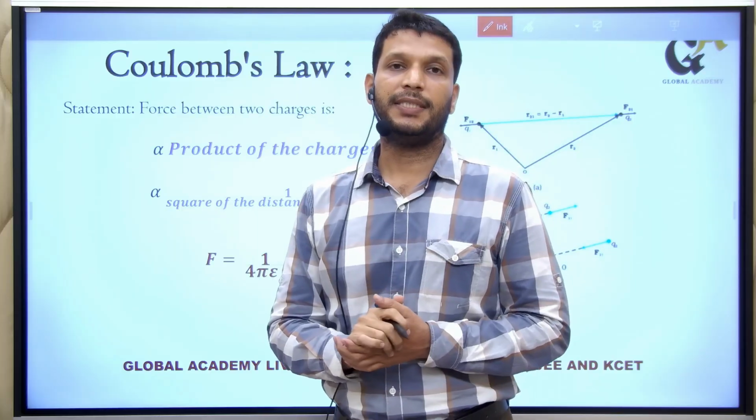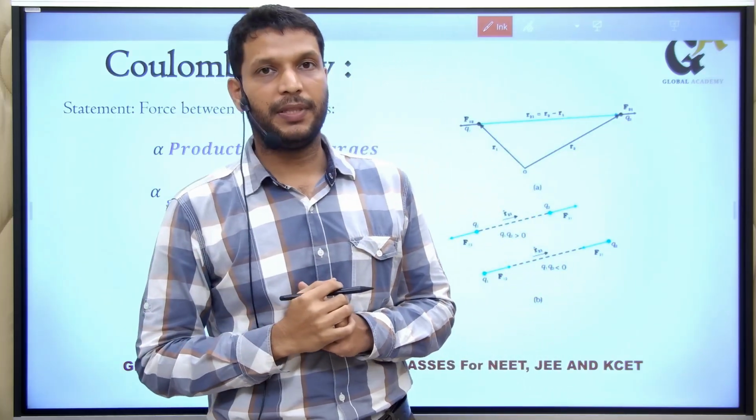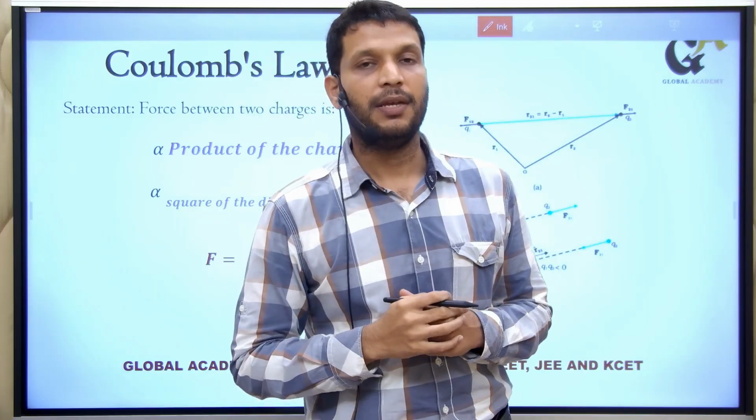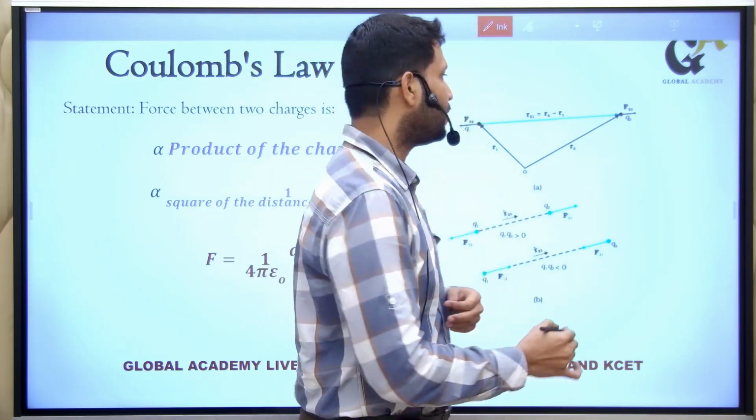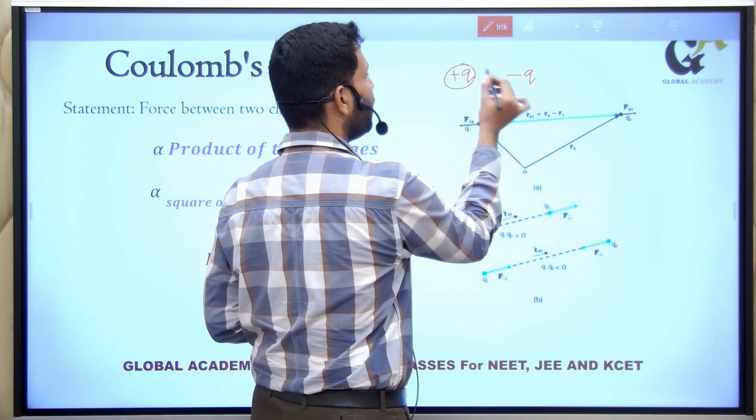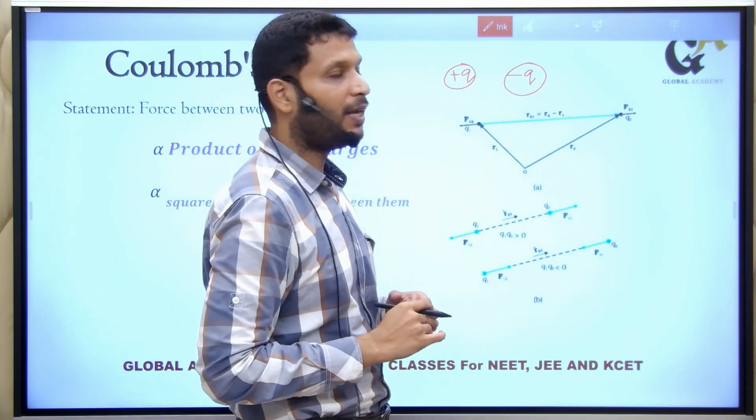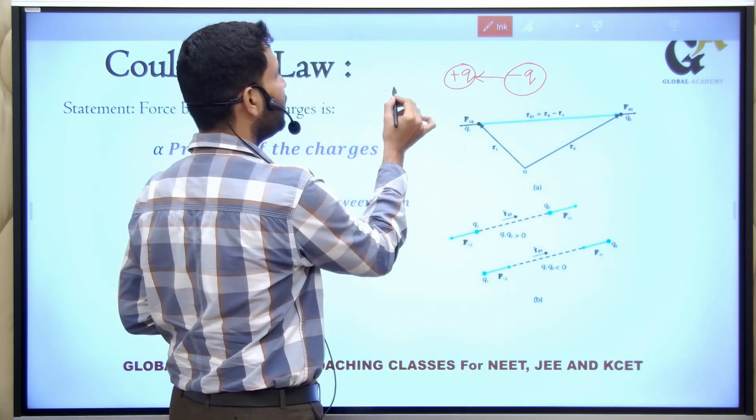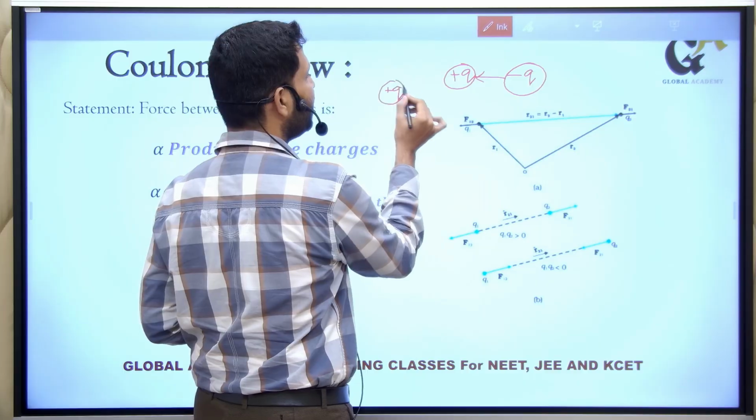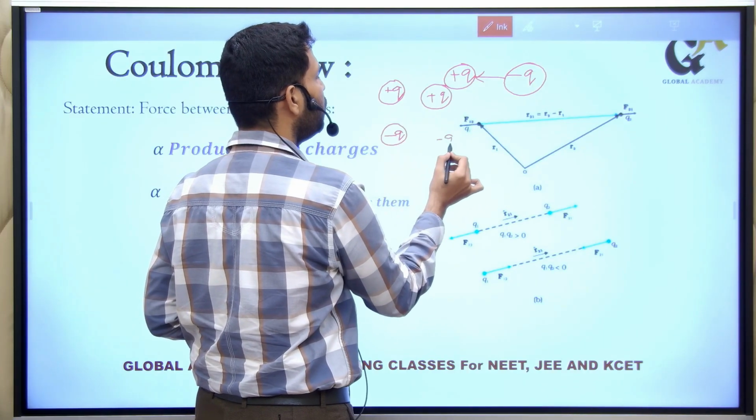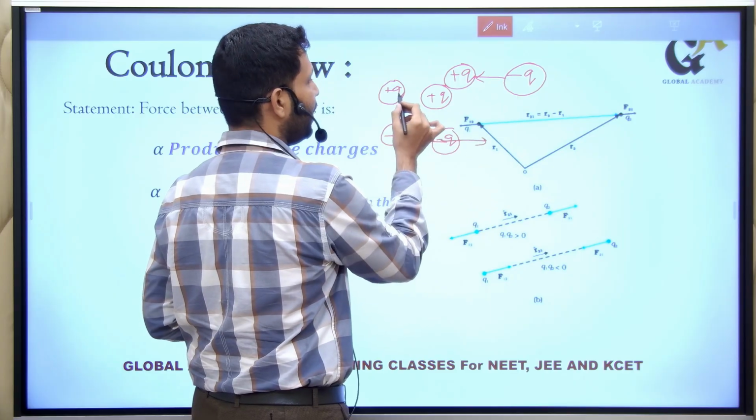Coulomb law states the force of interaction between the two charges. It may be like charges or unlike charges. When you are bringing two unlike charges, like positive Q and minus Q, they are going to attract each other. If you are bringing like charges, plus Q and plus Q or minus Q and minus Q, they will repel each other.